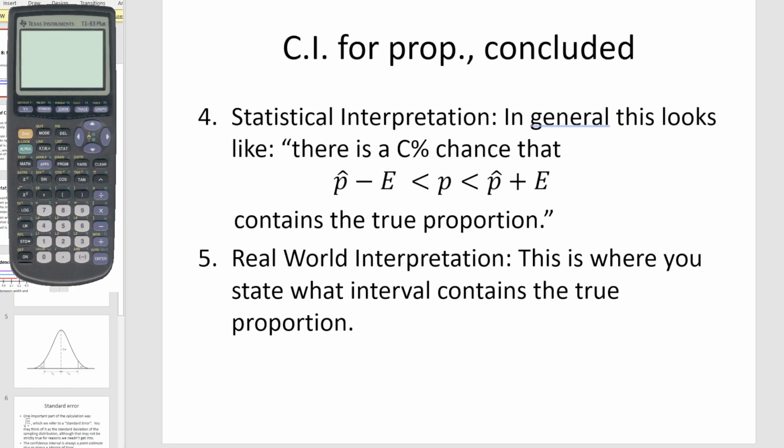In step 4, we have our statistical interpretation. In general, this looks like there is a C% chance that p hat minus E to p hat plus E contains the true proportion. And the real world interpretation is just where we state what interval contains the true proportion.